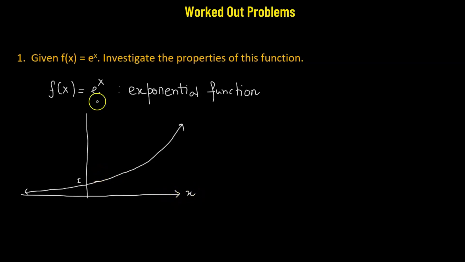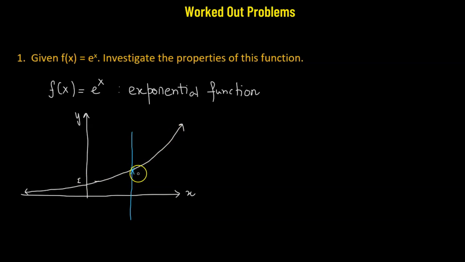But first we need to verify whether this is actually a function or not, even though I've already mentioned that this is an exponential function. In order to check whether it is a function or not, all we have to do is perform the vertical line test. So we'll draw vertical lines and check whether this particular line intersects the curve at only one single point or not.